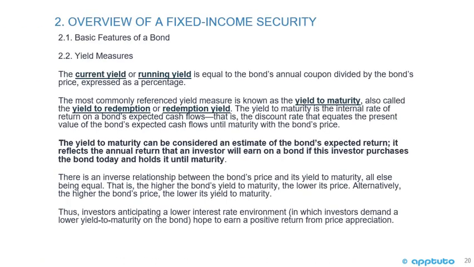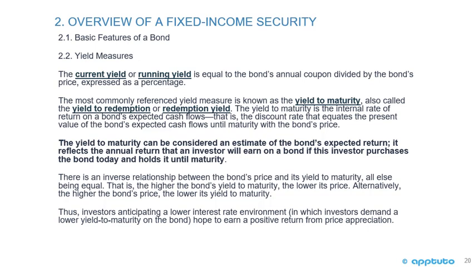So carrying on with the basic features of a bond, now we're going to look at yield measures, and there's some important terminology here. The current yield or running yield is equal to a bond's annual coupon divided by the bond's price expressed as a percentage, okay? So the current yield or running yield, you just take the coupon divided by the price. And as we know, the price of a bond can change.